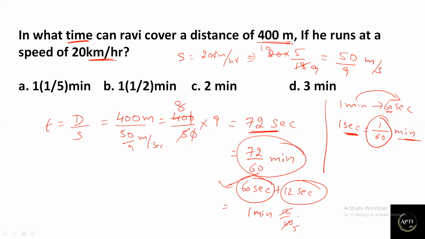12 ones 12, 5 times, so 1 by 5. So here 1 minute is there already. Here 1 by 5. So which option is correct? Option A. So this is how we can convert.